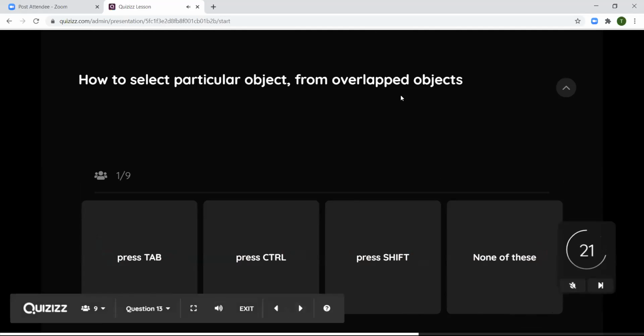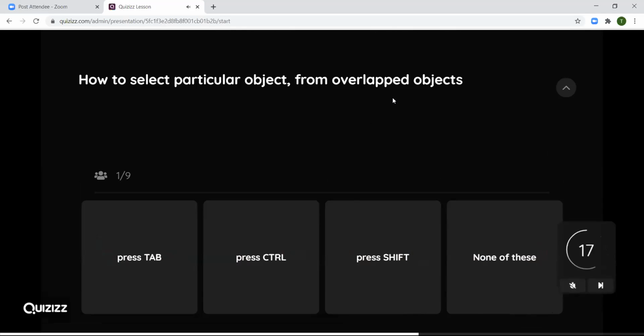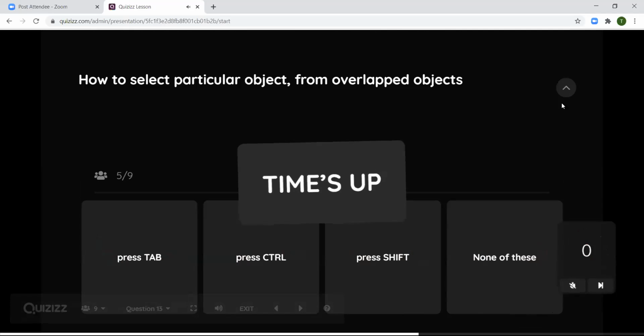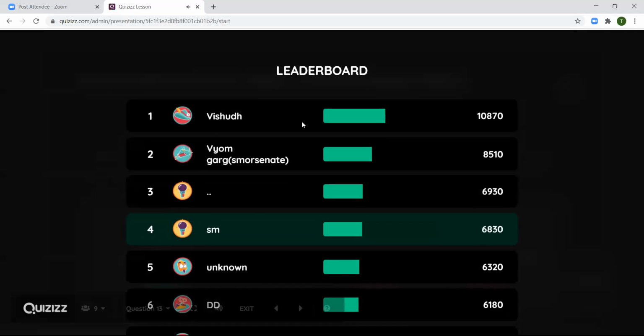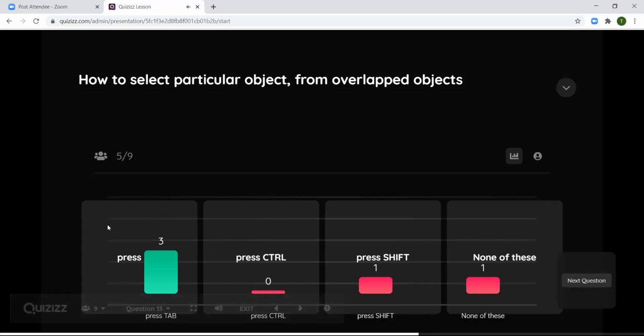So it's a calculator related question. If you want to select some particular objects from overlapped objects, let's say you have 2 or 3 overlapped objects, like a line and a point overlapped each other, or a tangent overlapped, and you want to select a particular point from there, you can use tab. Always press tab to select different types of objects from the overlapped objects.